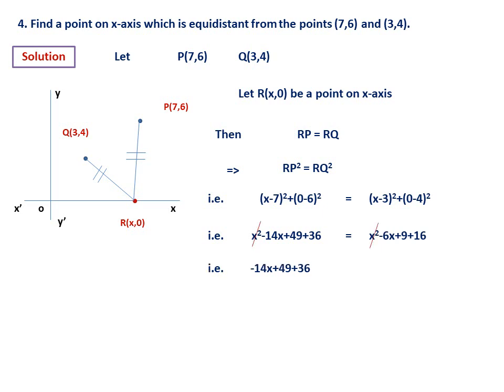Simplify, x square cancels. Then on simplification you get minus 14x plus 49 plus 36 equal to minus 6x plus 9 plus 16. Of course you can simplify this one. You get minus 8x equal to minus 60, or x equal to 15 by 2. Therefore the coordinate R is (15/2, 0). So this is the point. There is only one such point. So this is the fourth question.